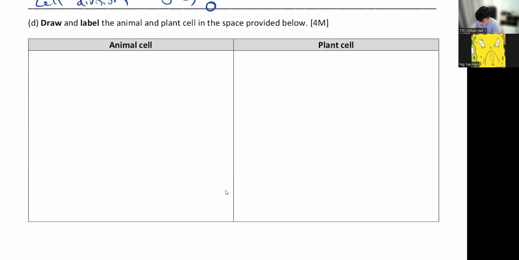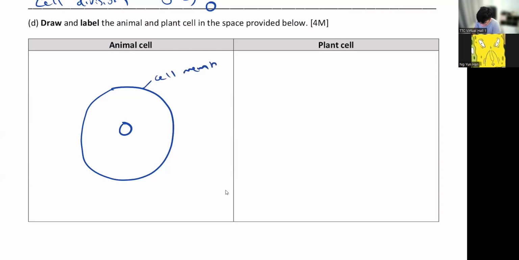So, draw and label animal and plant cell. Okay, this is really simple. Animal cell, you just draw an egg. Okay, just draw an egg. This is the cell membrane. This is your cytoplasm. This is your nucleus.